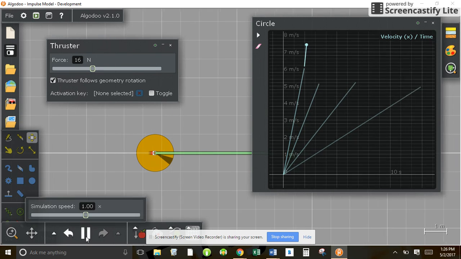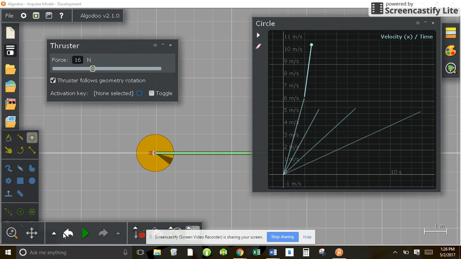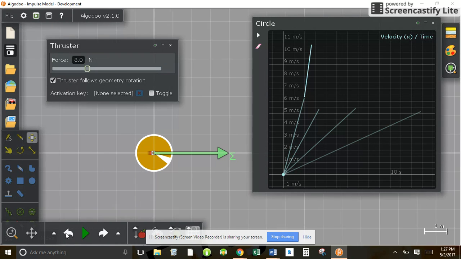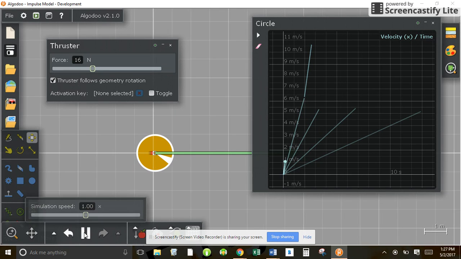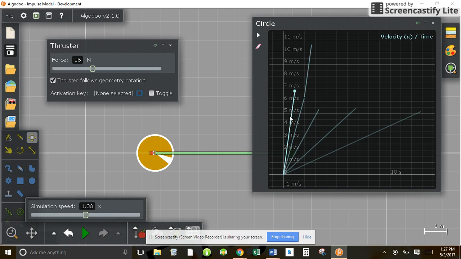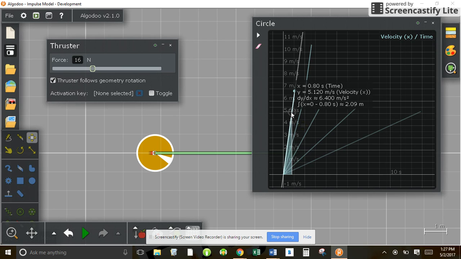Here we go. Whoops. We need to rewind that. We are already going. I forgot to rewind it. 16 newtons of force from rest. Go. Boom. We hit it already. There's 5 meters per second in a fraction of the time.